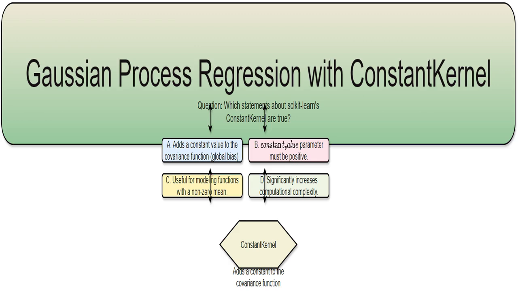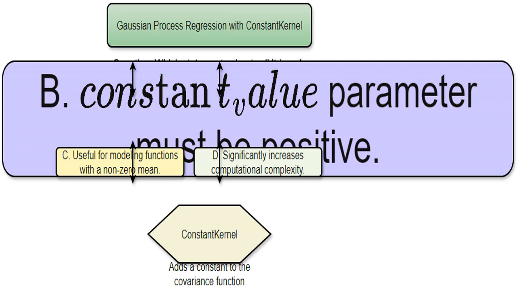This statement is also correct. If your data consistently has a non-zero mean, meaning that the average value is not around zero, the constant kernel can help to improve your model's accuracy by adding a baseline offset to account for this non-zero average.